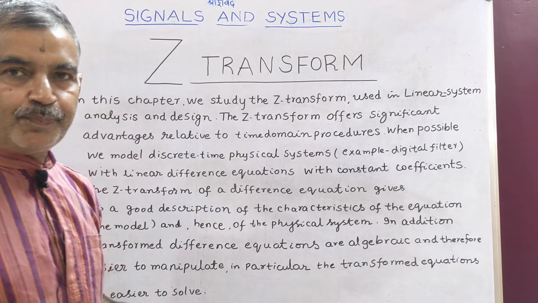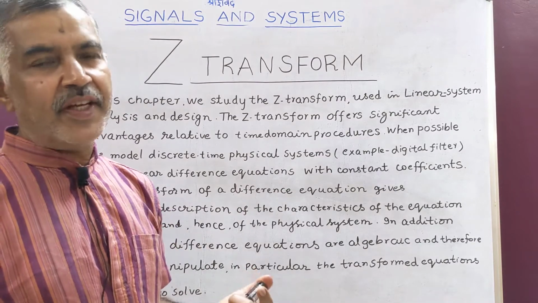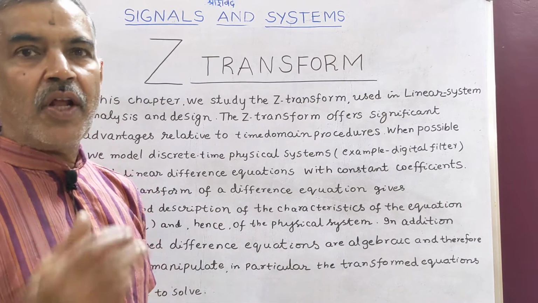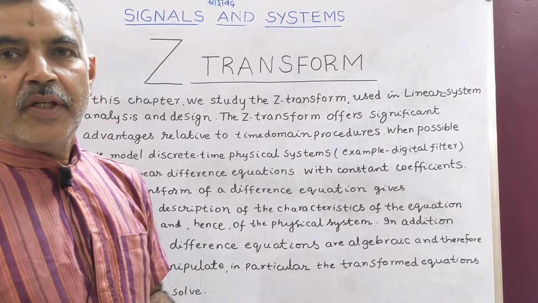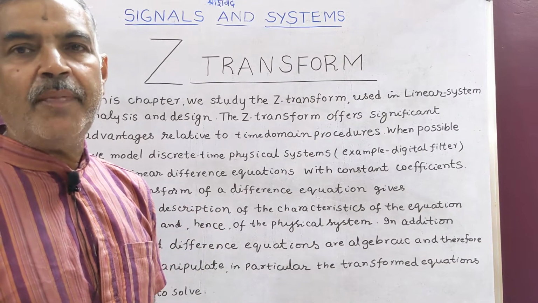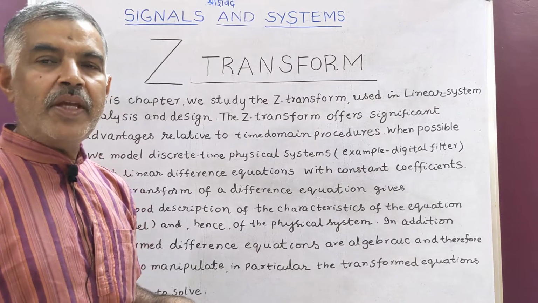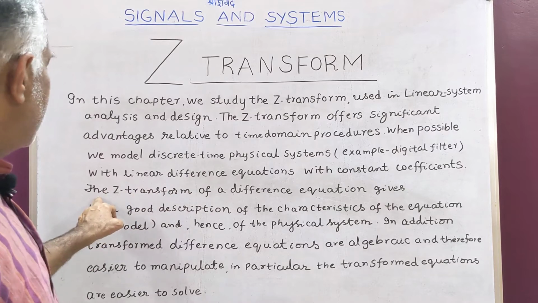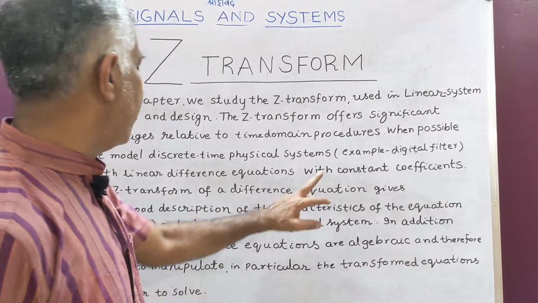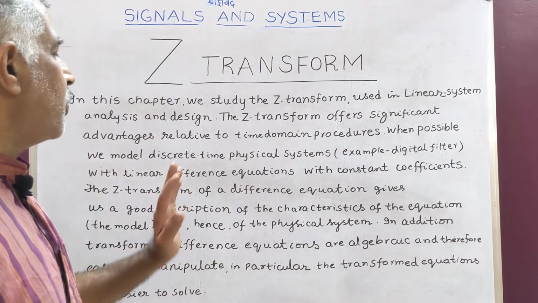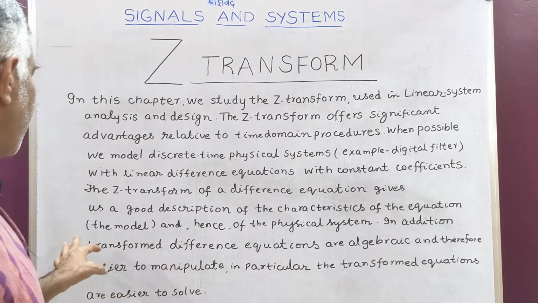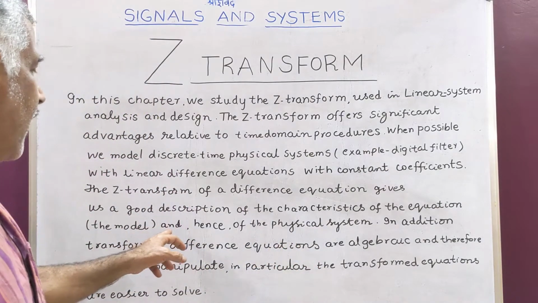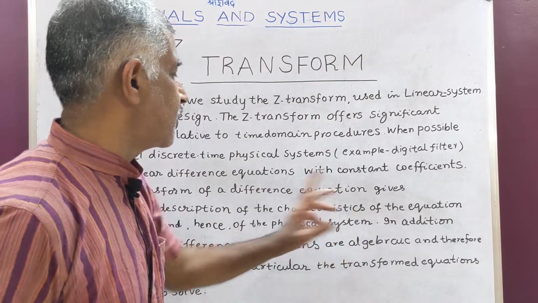Always we start with difference equations. For discrete systems we have difference equations. So taking difference equations we have to transform into Z domain. That is, a difference equation is also a time domain equation, so it is to be transformed to the frequency domain, with constant coefficients. This Z transform of a difference equation gives us a good description of the characteristics of the equation. That is called a model. We call it a model, and hence of the physical system.